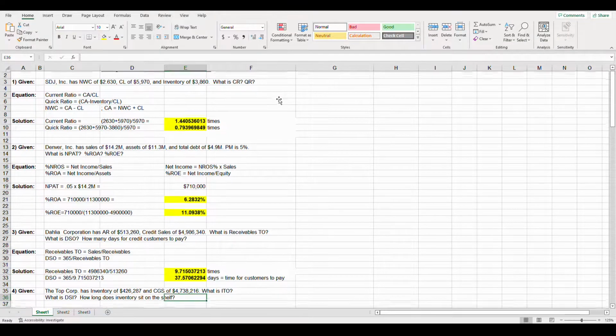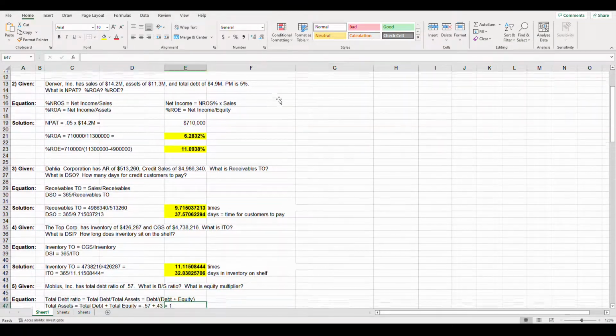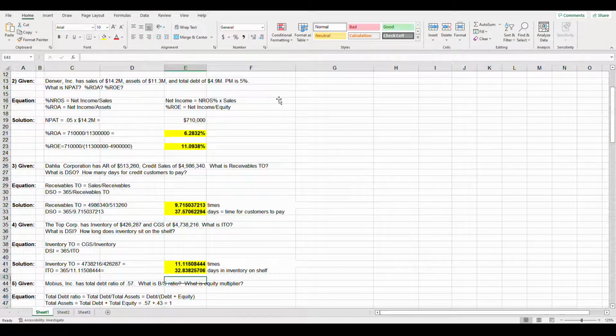In problem number 2, we have Denver Incorporated with sales of $14.2 million, assets of $11.3 million, and total debt of $4.9 million. Profit margin or net return on sales is 5%. What is NPAT, ROA, and ROE?